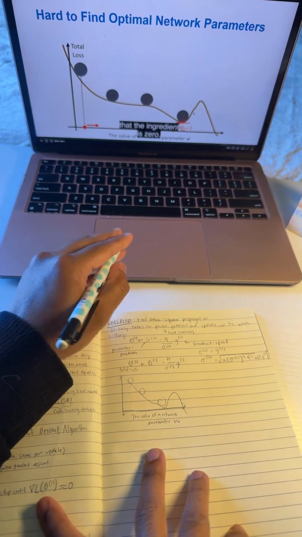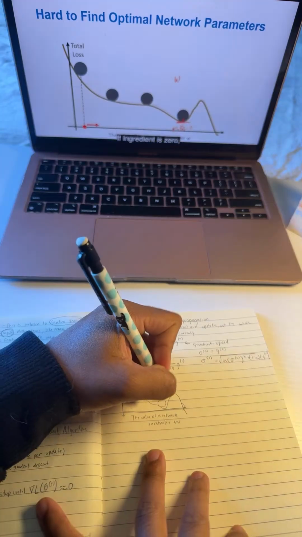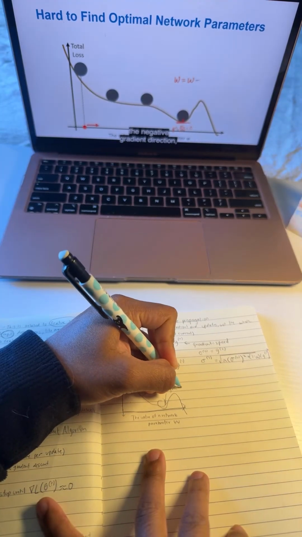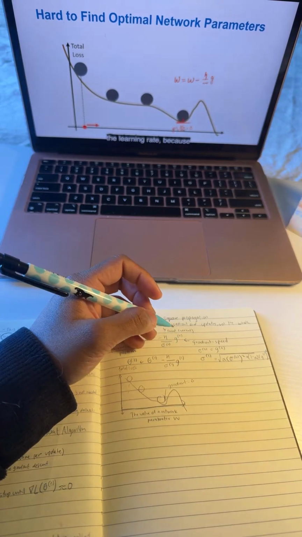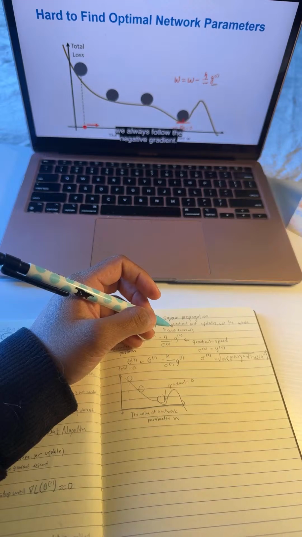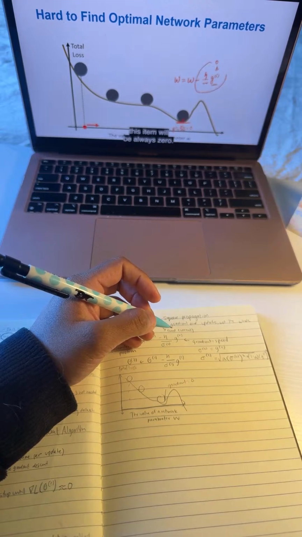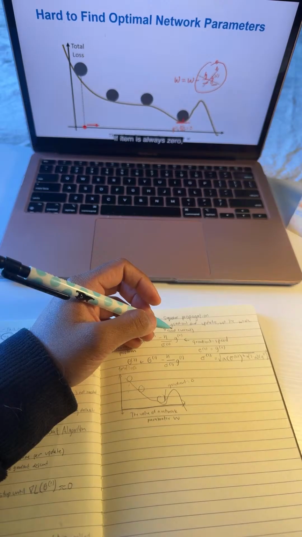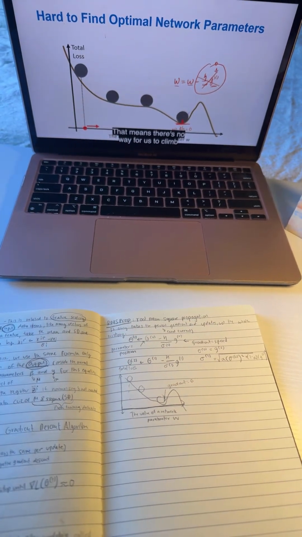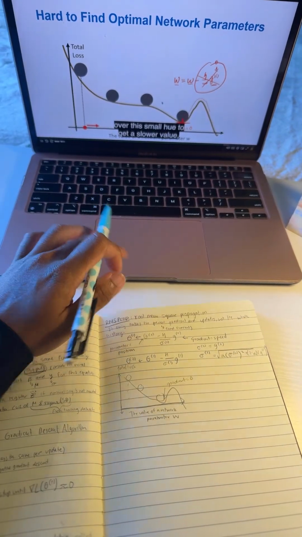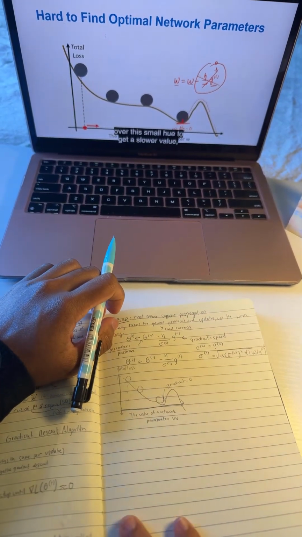Or you can think of it as the gradient being 0. If the gradient is 0, now you follow the negative gradient direction, no matter what learning rate you use here, because we always follow the negative gradient direction. Because this one is 0, this term will always be 0, right? So if a term is always 0, that means the values of those parameters will always stay the same. So there's no way for us to climb over this small hill to get a lower value.